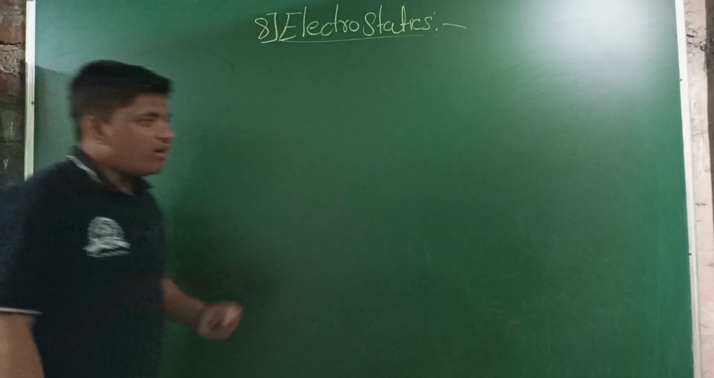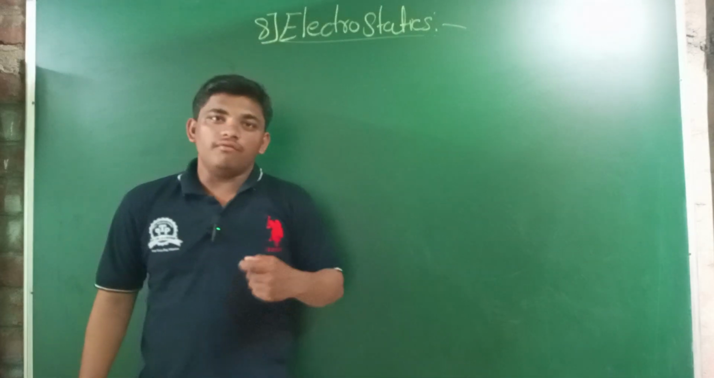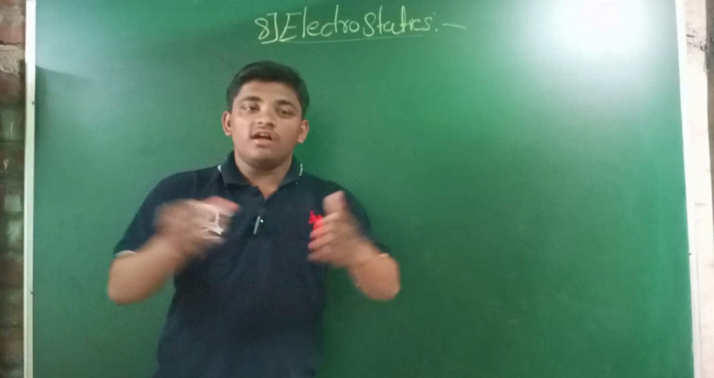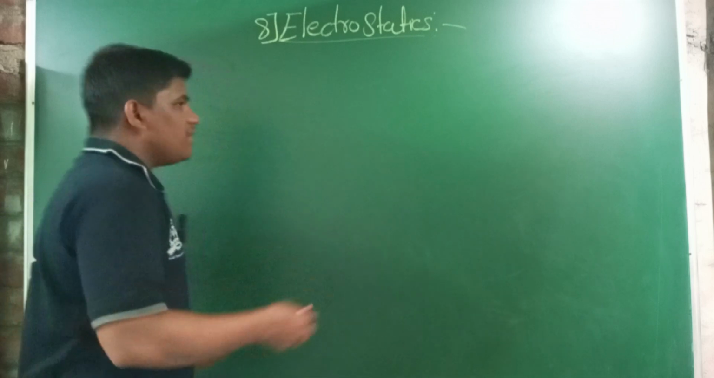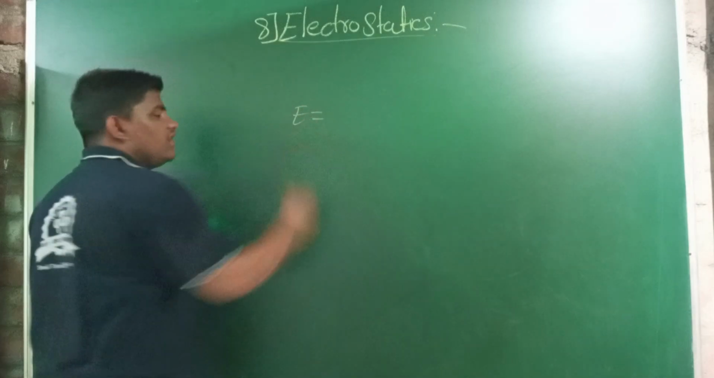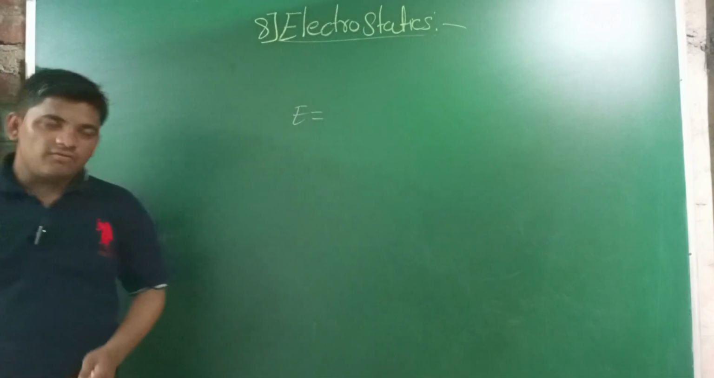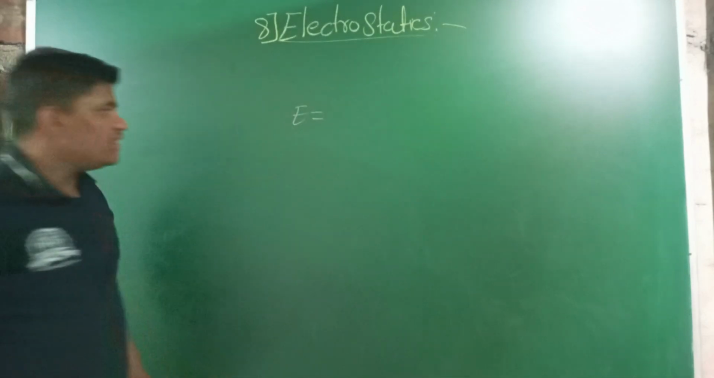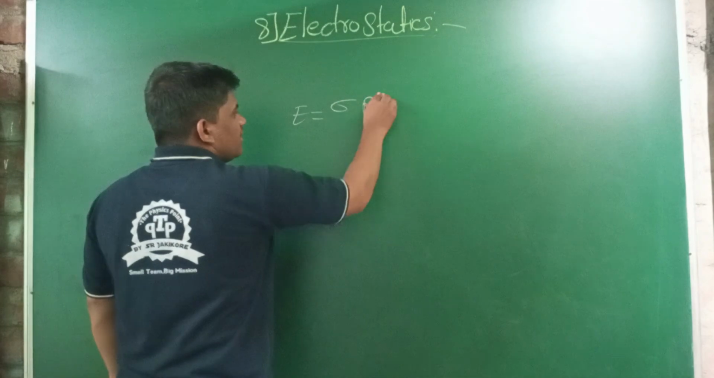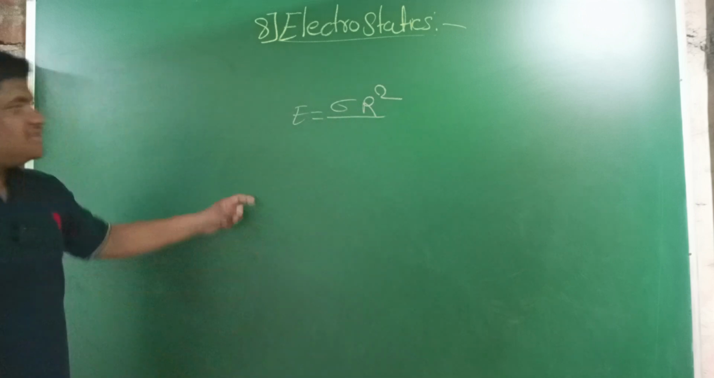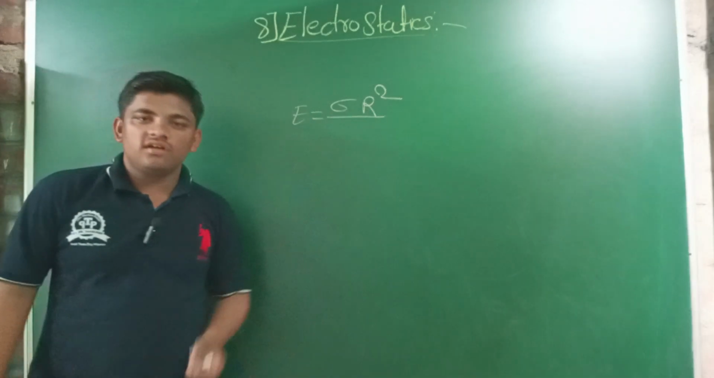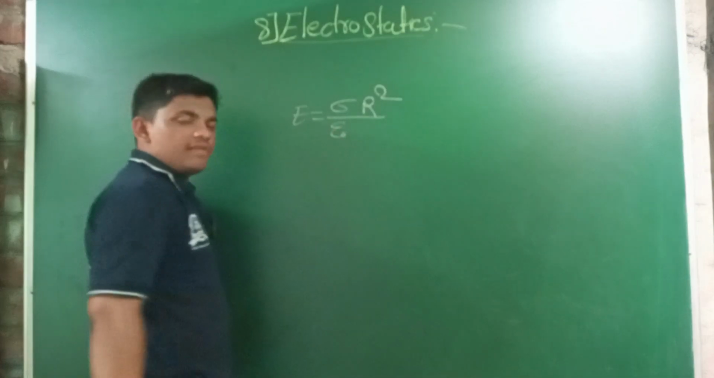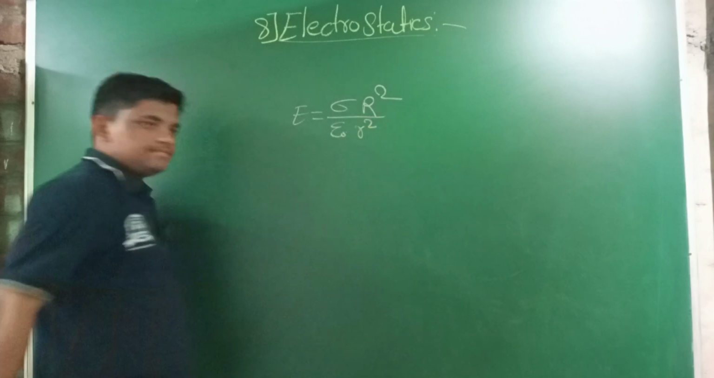In the application of Gauss law, we find the electric field intensity with the help of charge distributions. In the previous lecture, we discussed the electric field intensity for a sphere which has uniformly distributed charge. When we find the electric field intensity in that case, we get one equation: sigma into r square, divided by epsilon 0, r square. Sigma is the charge distribution density, and epsilon 0 is the permittivity of free space.